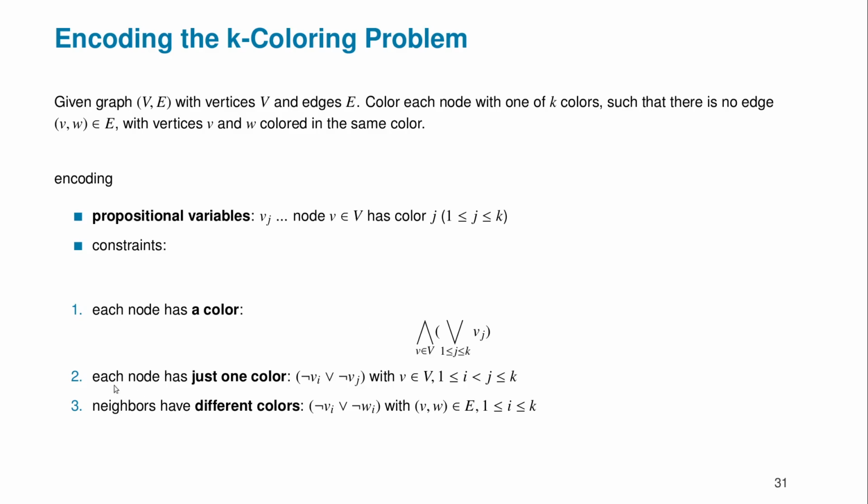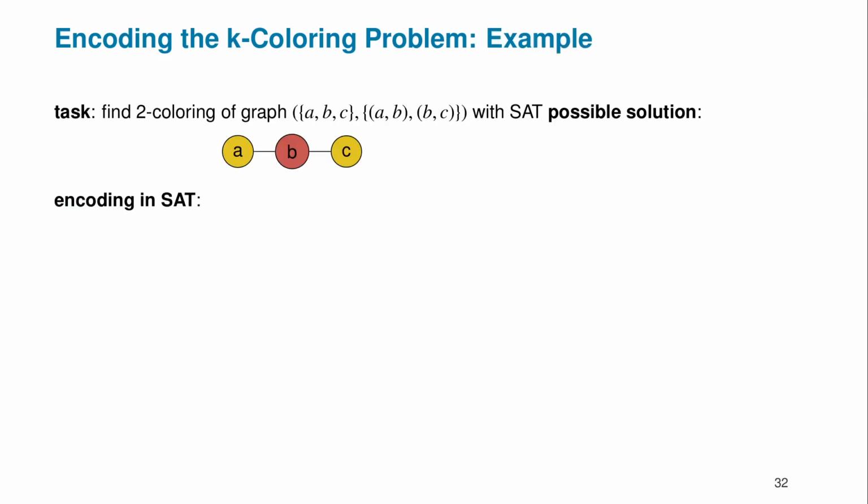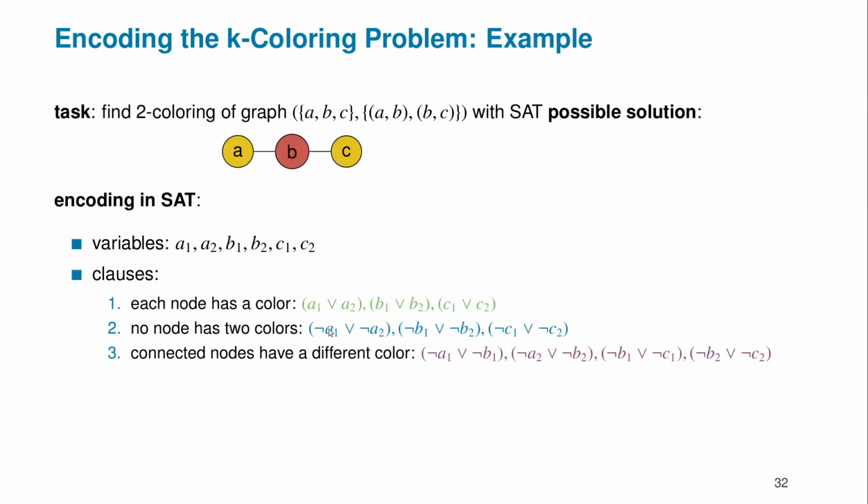Okay, then we have to ensure that each node has just one color, and this we do by a couple of binary clauses, and we say that for node v, it holds that it has not color i or not color j. It cannot be the case that v_i and v_j are true at the same time. In our example, this means we have not A1 or not A2, not B1 or not B2, not C1 or not C2.